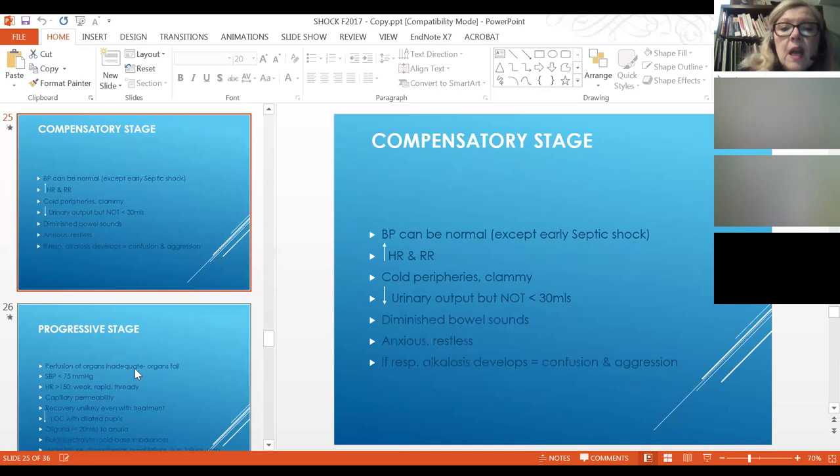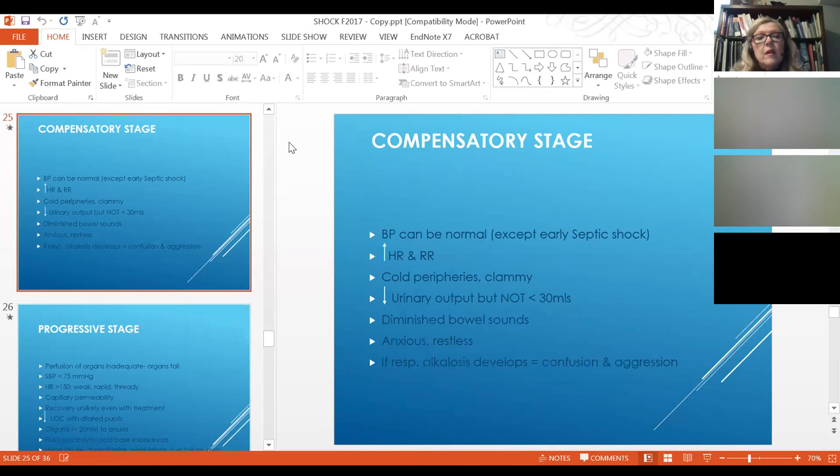We talked about this. I'm just going to stop for a second here and entertain any questions. So anybody have any questions about hypovolemic shock, cardiogenic shock, or distributive shock? I'll just give you a minute. Just put them up into the chat feature. Okay.